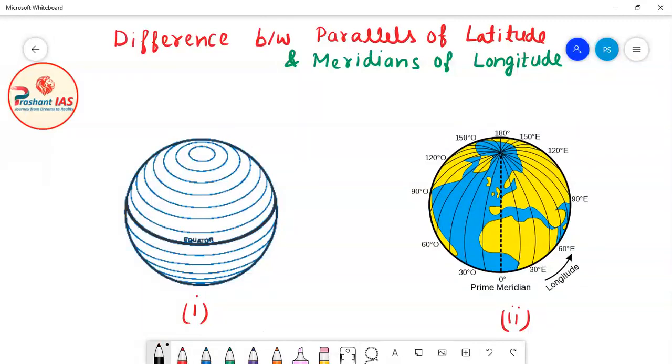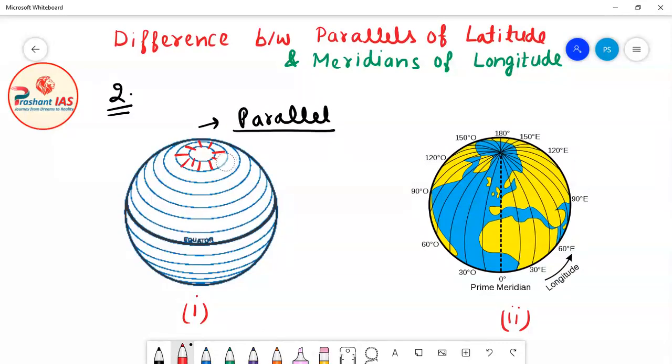Now what is the second difference between parallels of latitude and meridians of longitude? Remember friends, I told you that parallels of latitude are always parallel to each other. What does it mean when I say these circles are parallel to each other? It means that the distance between two parallels of latitude always remains the same. You can observe in this diagram that the distance between these two latitudinal circles is always the same. It is neither increasing nor decreasing.